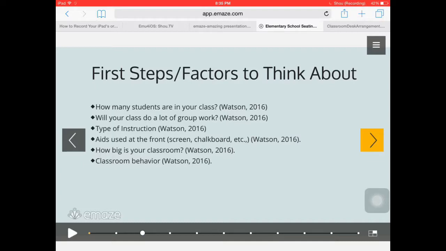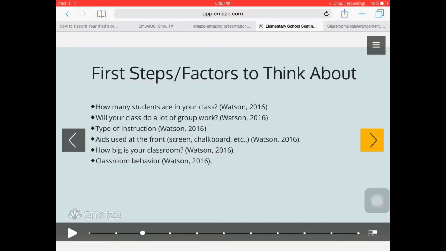So the first steps and factors that teachers need to think about, as explained by Watson, is they first need to think about how many students they have in their class. This really is one of the big predictors and decision-making factors of how a teacher should set up their room arrangement. If you have a lot of students, there are certain arrangements that you might not want to do, and we're going to explain that later. Teachers also need to think about whether their class is going to be doing a lot of group work. And if so, the desks need to be more together and grouped in a way where the groups are able to work easier.